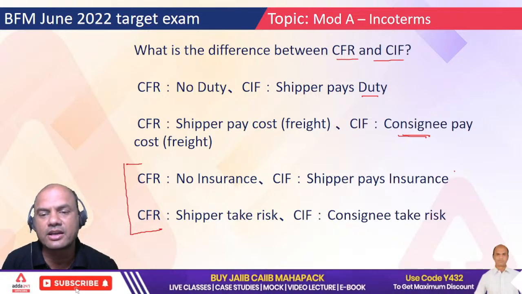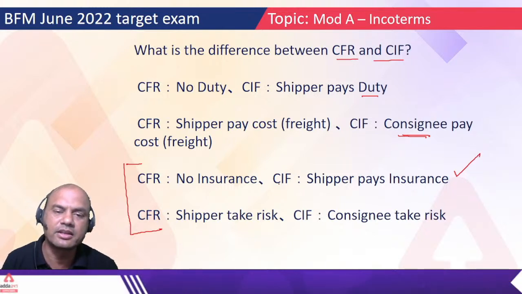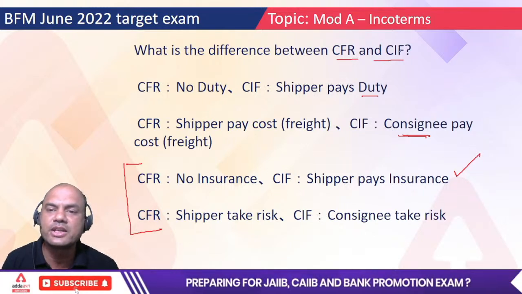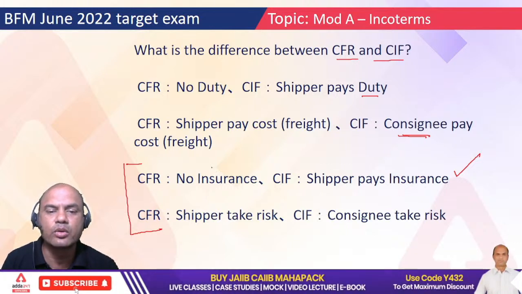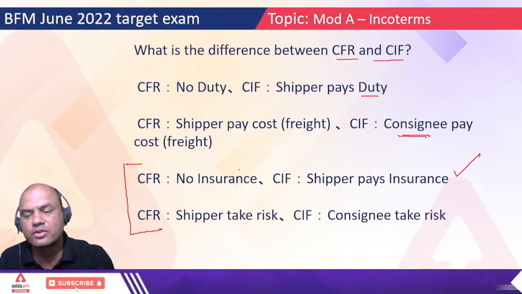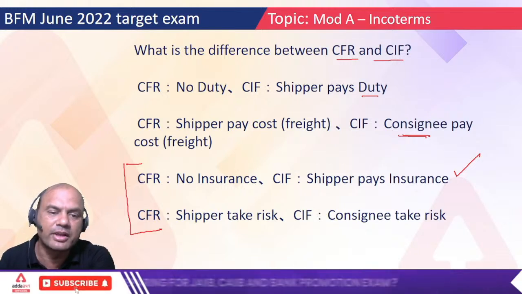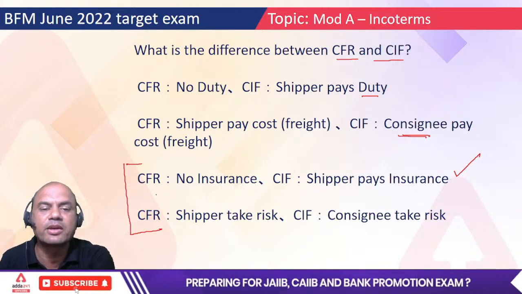No, it is correct now. C, right? I means what? Insurance. I covers insurance. Here there is no I, so therefore it's no insurance. Only cost and freight. Cost means manufacturing cost and freight means the shipping cost.